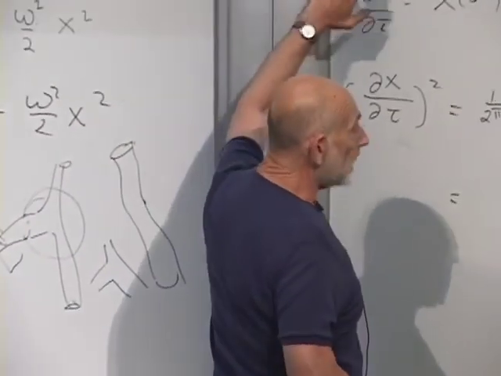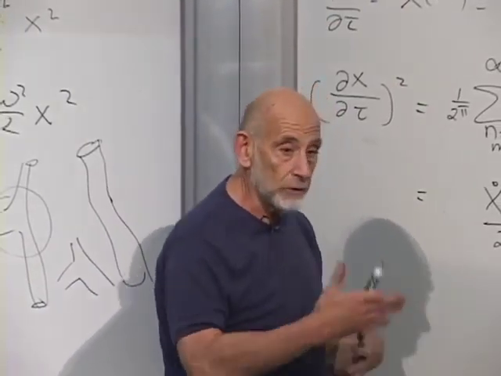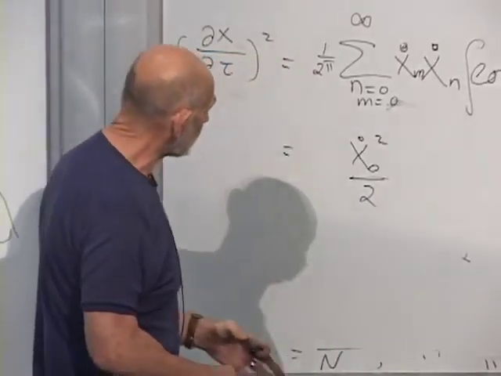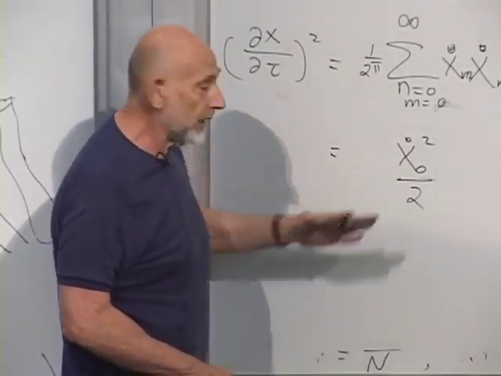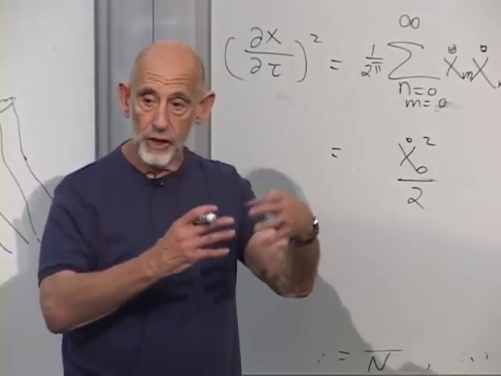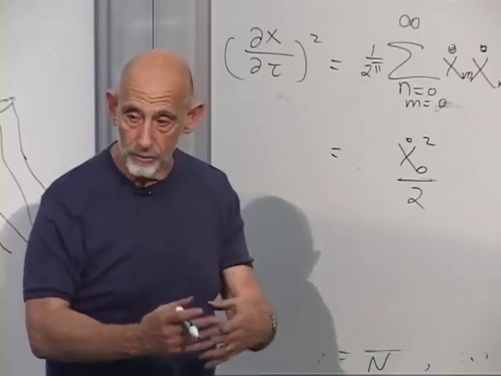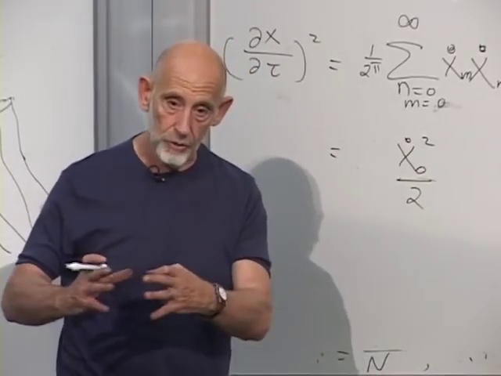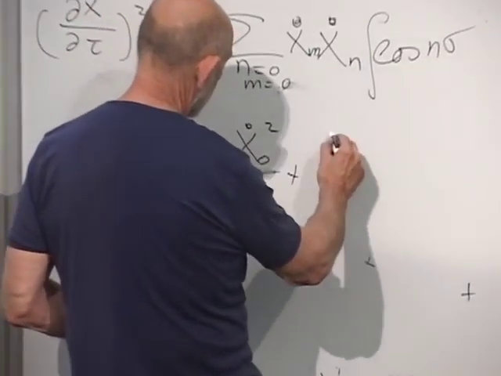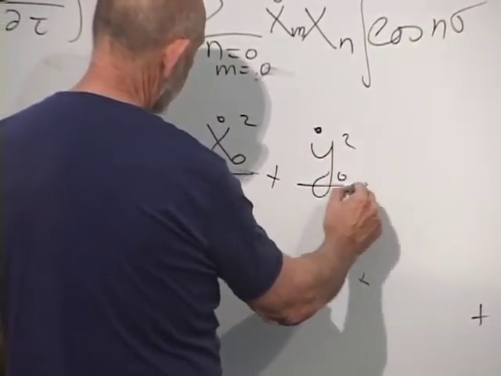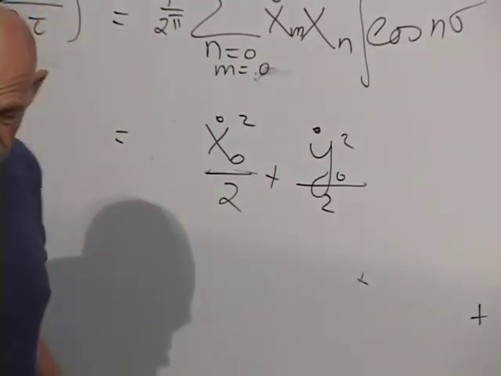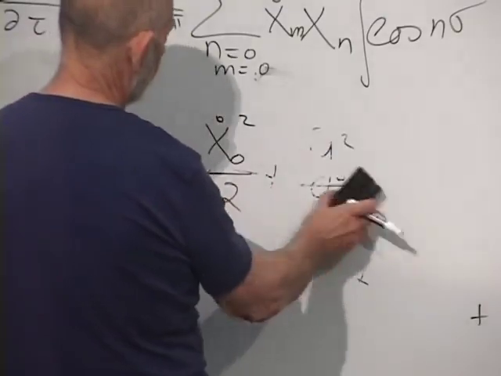The string, in addition to everything else, in addition to all of its wiggles, it has a center of mass motion. It has a center of mass, which is its average position. This is just the kinetic energy of the center of mass. Everything else is associated with the internal vibrations and the internal motions. This is the piece that has to do with the overall motion of the string. So x0 and y0 are nothing but the center of mass. Okay, let's suppress y and just work with x for a minute.